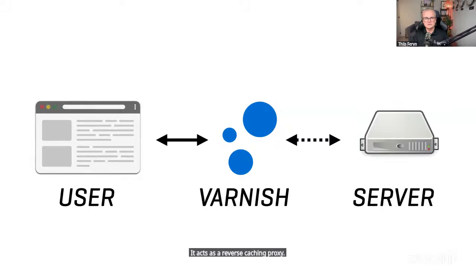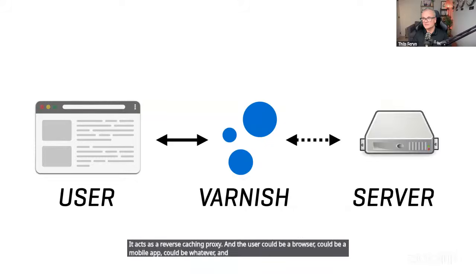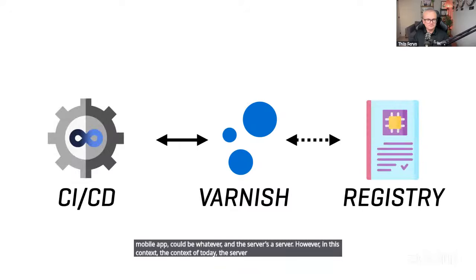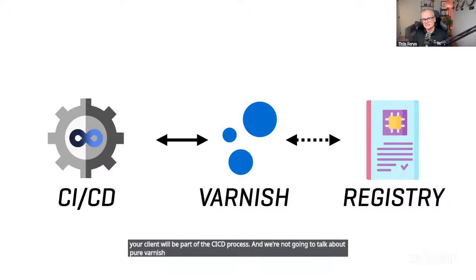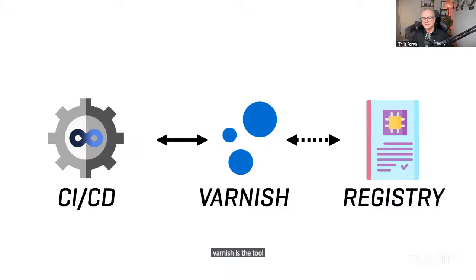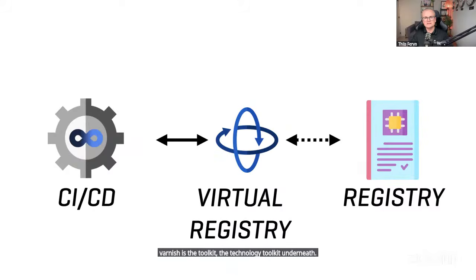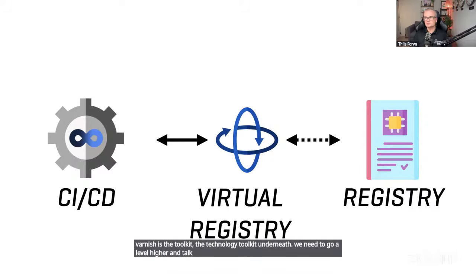And the user could be a browser, could be a mobile app, could be whatever, and the server is a server. However, in this context, the context of today, the server will be a registry. Your client will be part of the CI/CD process. And we're not going to talk about pure Varnish anymore. Varnish is the toolkit, the technology toolkit underneath. We need to go a level higher and talk about virtual registries.